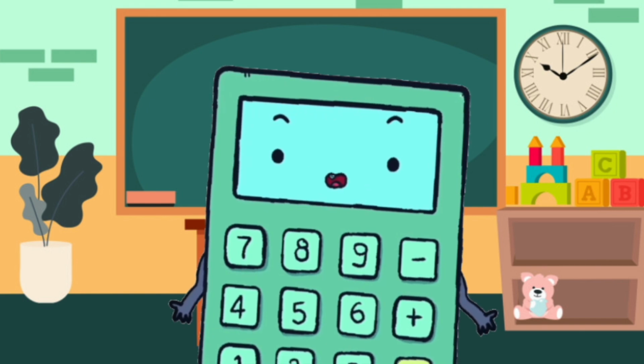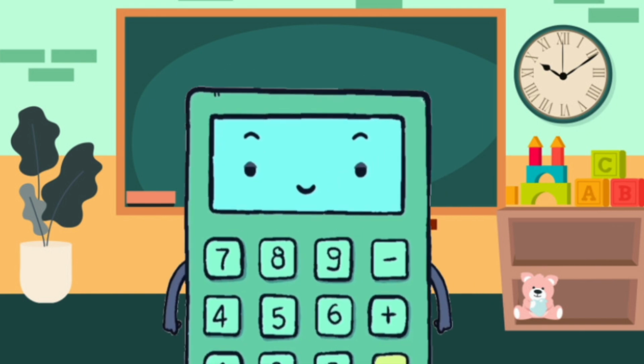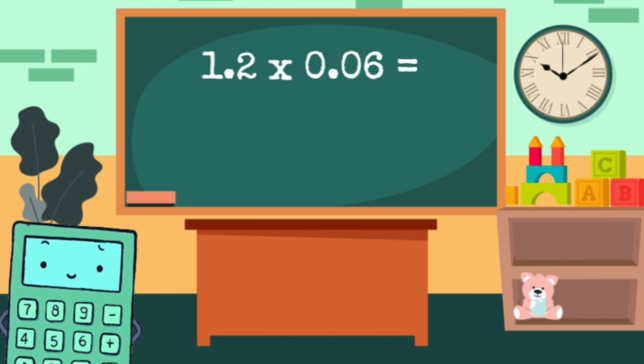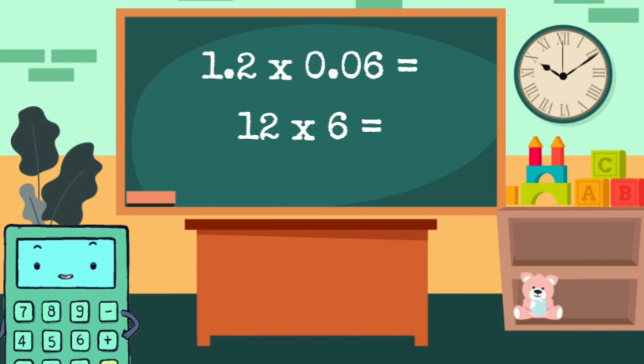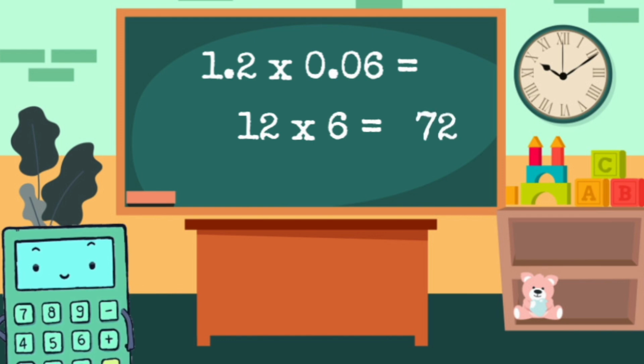Easy peasy, right? Let's look at another quick example just to make sure we've got it. Now, let's try 1 and 2/10 times 6/100. Step 1. Ignore the decimals and multiply 12 by 6. That's 72. Step 2. Count the decimal places.